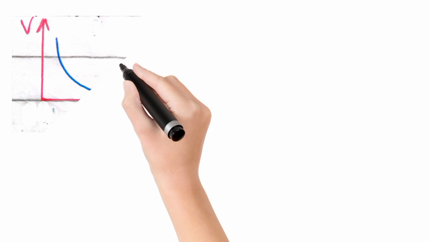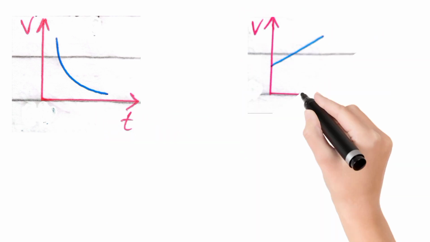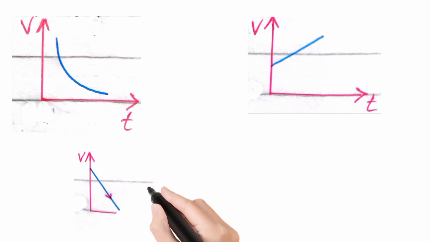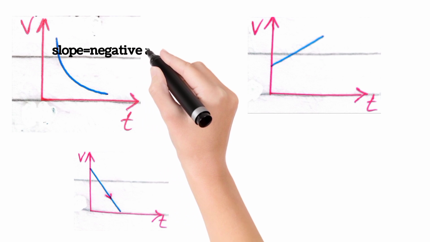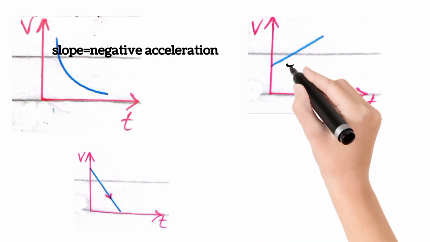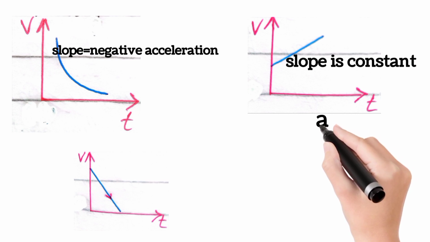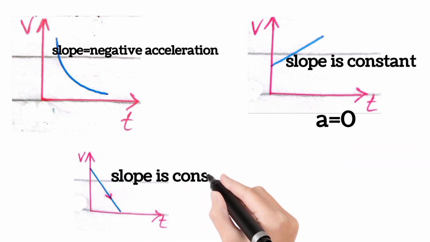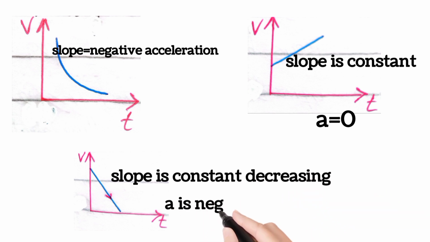If we check all the graphs, these are the velocity-time graphs for a particle. In the first graph the slope is negative, and slope represents acceleration, so acceleration is negative. In the second graph the slope is constant, hence acceleration is 0. If we check the third graph, the slope is constant and decreasing, hence acceleration is negatively decreasing.